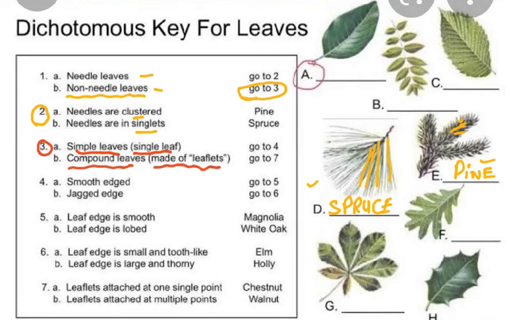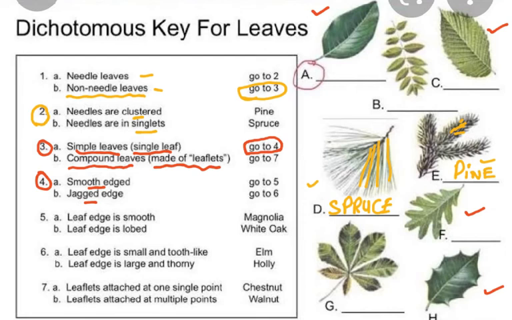So let's look at the single leaf. This is a single leaf. This is a single leaf. This is a single leaf. And this is a single leaf. So we've got four single leaves. So if it was a single leaf, then we go to four. Now let's go to four. Does it have a smooth edge or a jagged edge?